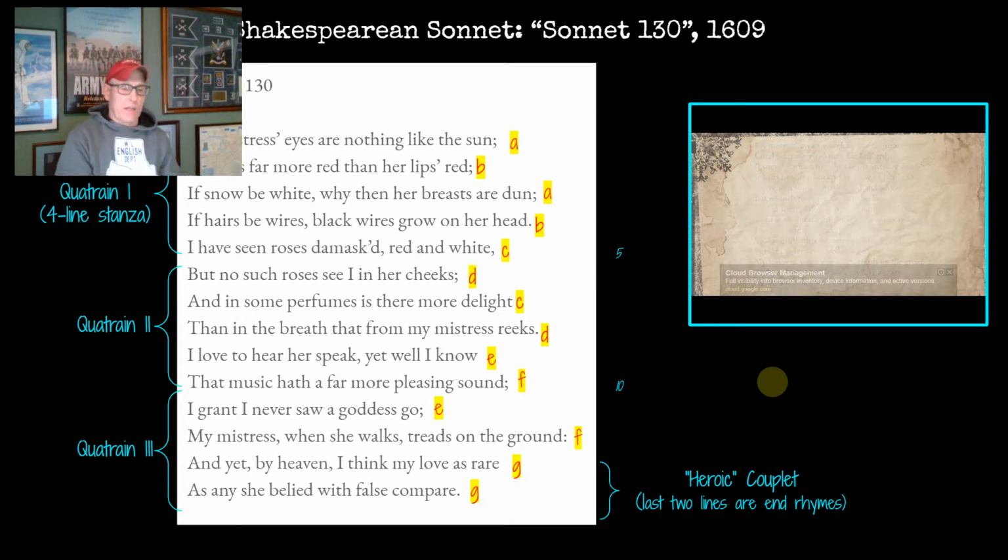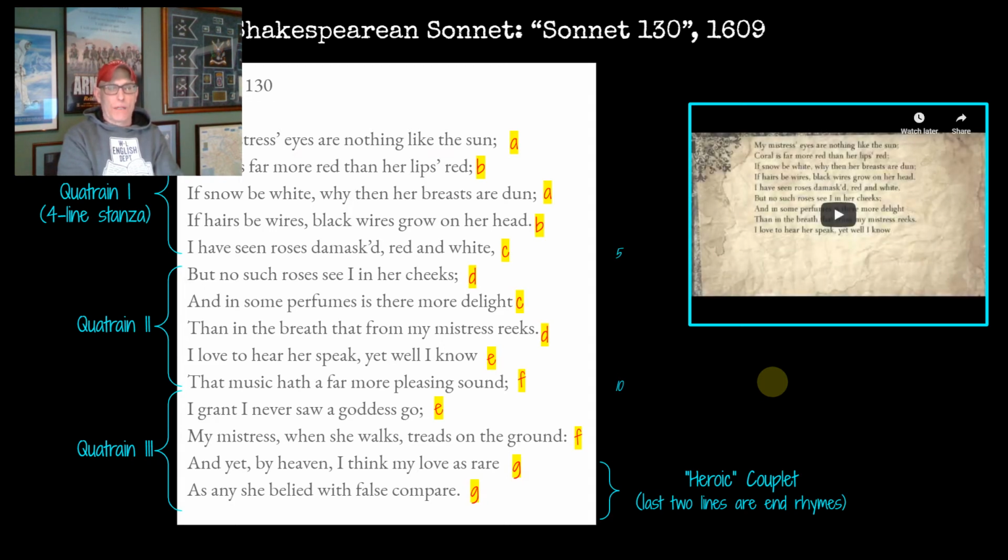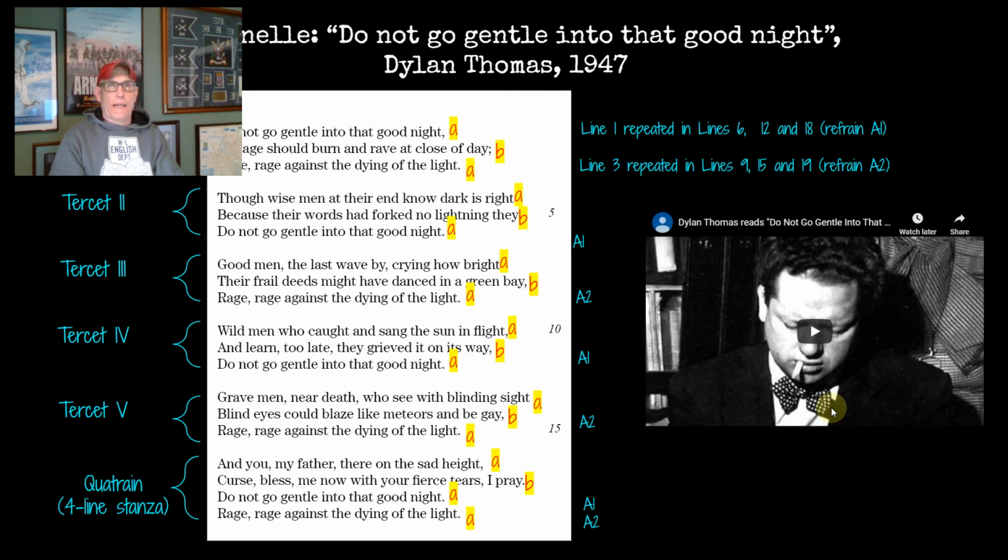Just like our Petrarchan sonnet by Milton, the meaning of this requires some deliberate and close reading. But the form is fixed. Next, we'll have a look at a villanelle. A villanelle is a 6-stanza poem. The first 5 stanzas are called tercets, which is a 3-line stanza, and the final stanza is a quatrain, a 4-line stanza.